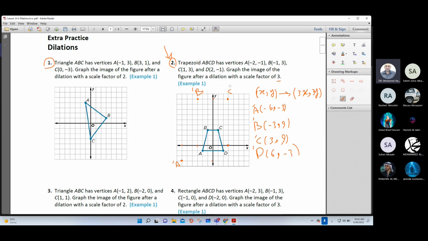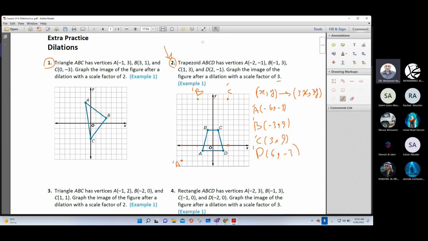This is C prime. Mister, can I ask one question? Yes. Mister, what does factor of 3 mean? What does what? Factor of 3. Do we have to multiply again?